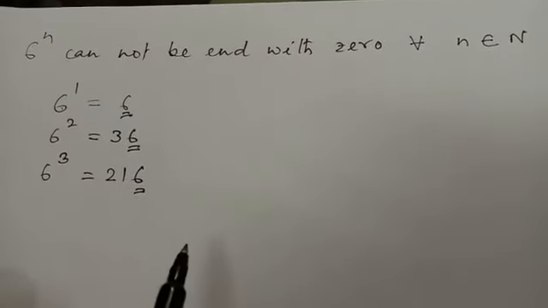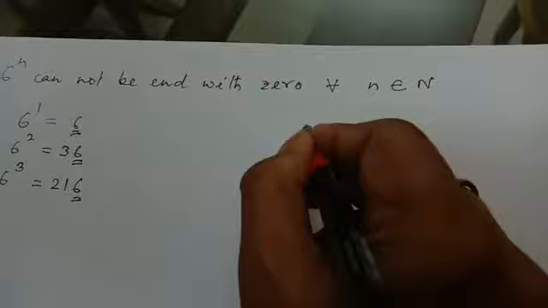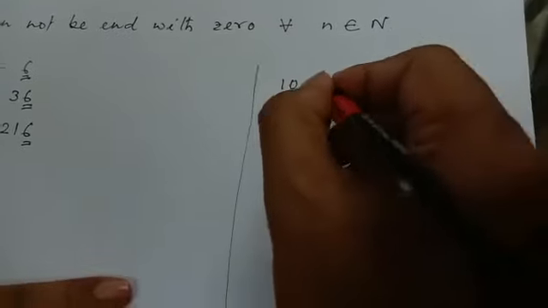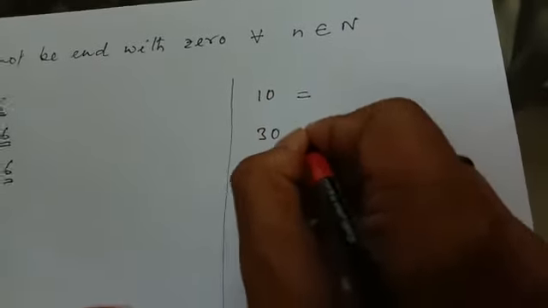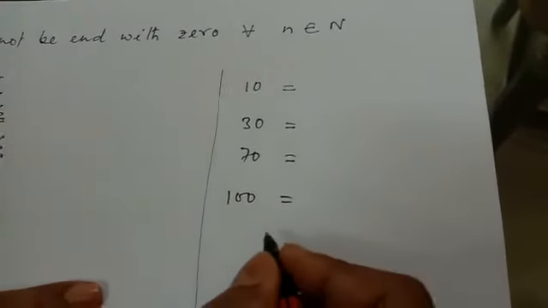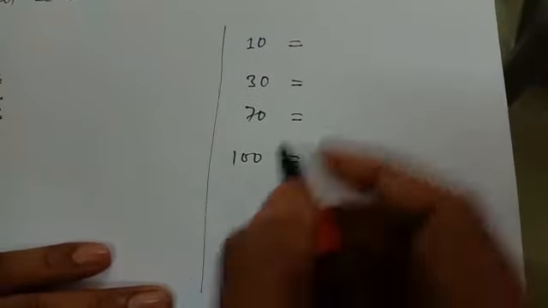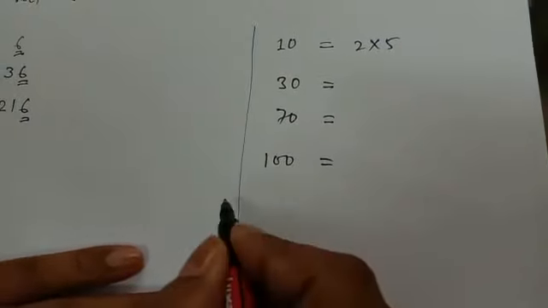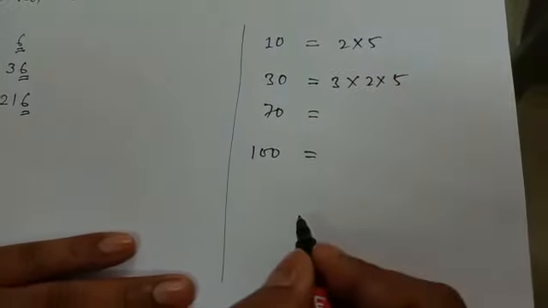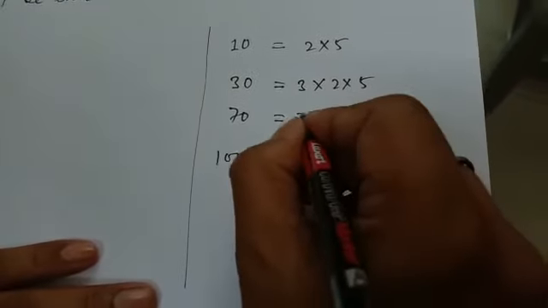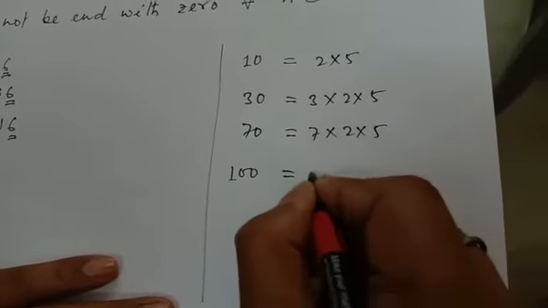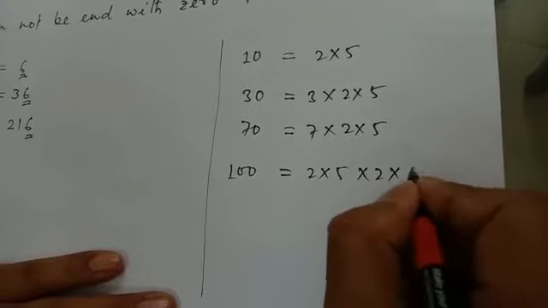Now take some examples of other numbers which end with 0. Suppose we have the number 10, another number is 30, another number is 70, and another number 100. When we prime factorize 10, it will be 2 into 5. When we prime factorize 30, it will be 3 into 2 into 5. When we prime factorize 70, it will be 7 into 2 into 5. When we prime factorize 100, it will be 2 into 5 into 2 into 5.